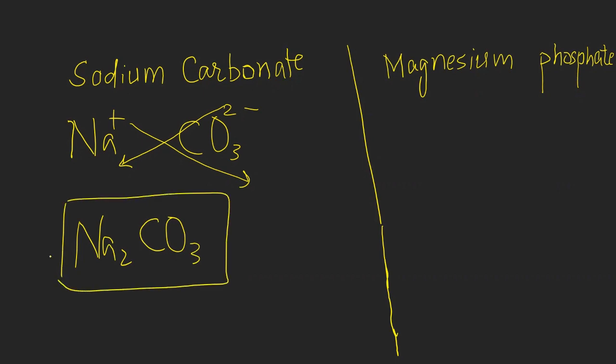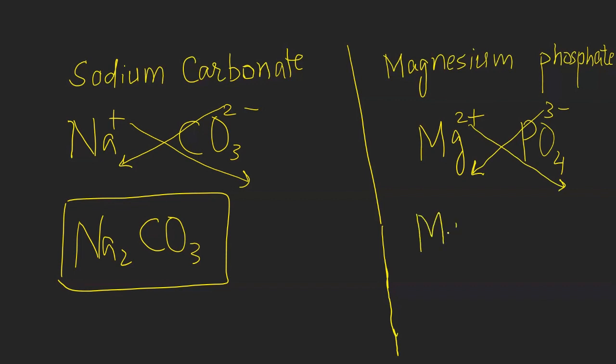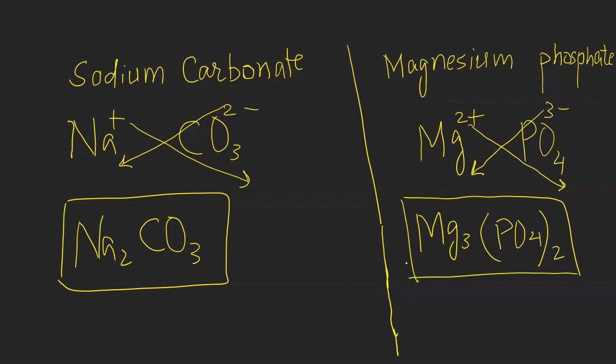Let's try magnesium phosphate. So Mg is 2 plus, and phosphate is PO4 3 minus. Again, crisscross method: this 3 goes there, and this 2 goes there outside the bracket. So Mg is 3 without a bracket, because it is not multi-atomic. And for PO4, we want 2 of the PO4 anion units, so we need a bracket, PO4 first, and then outside the bracket, 2. So this is magnesium phosphate.